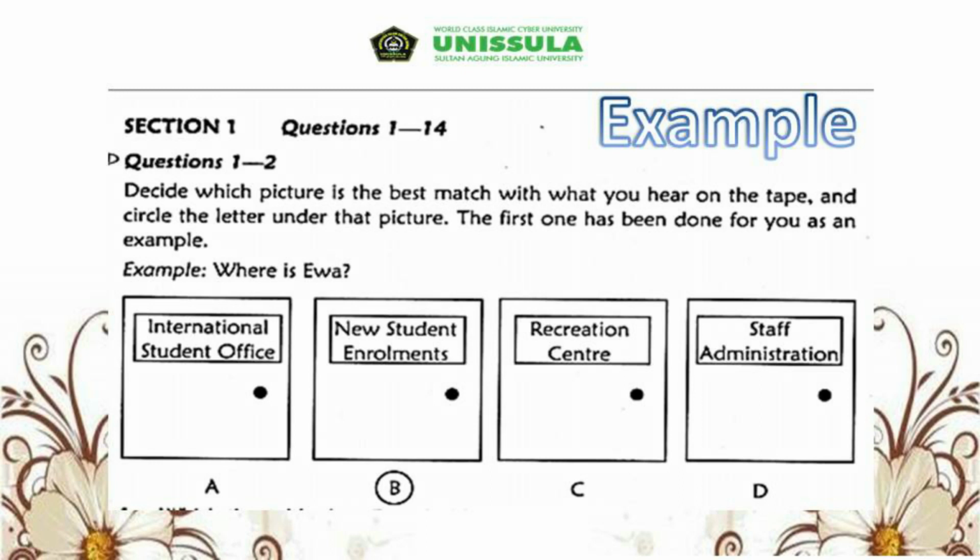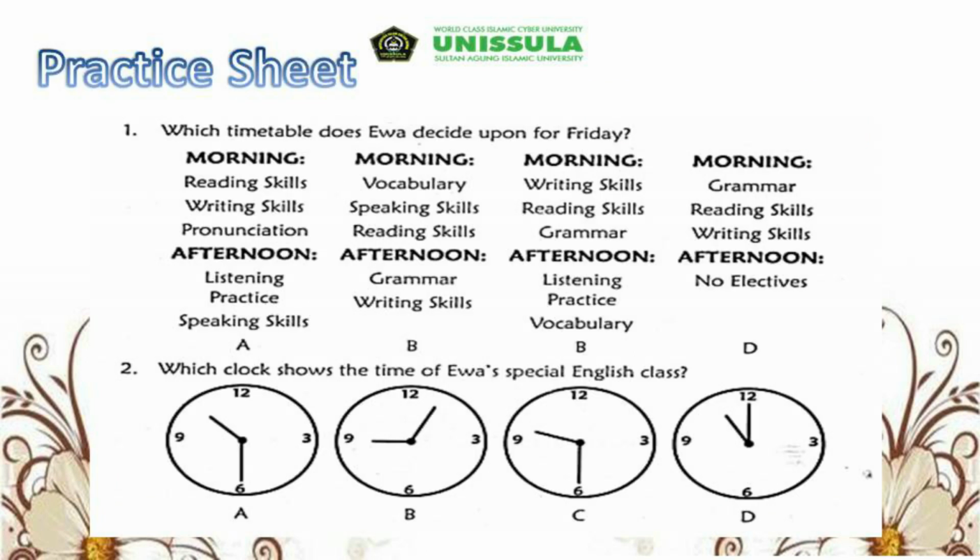For both questions, 4 pictures are given. Decide which picture is the best match with what you hear on the tape, and circle the letter under that picture. First, you have some time to look more carefully at questions 1 and 2. Now listen to the conversation between Ava and John and answer questions 1 and 2.